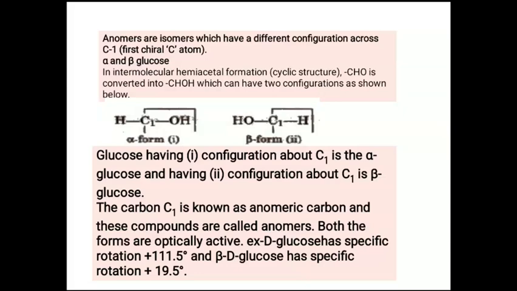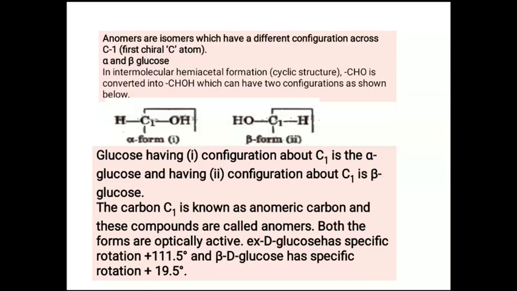The cyclic structure of glucose can be represented in the form of pyranose ring structure. Pyranose ring structure means its structure is similar to the pyran molecule. Now that pyran can be represented in two ways, alpha as well as beta form. So alpha form and beta form of glucose are called the anomers.